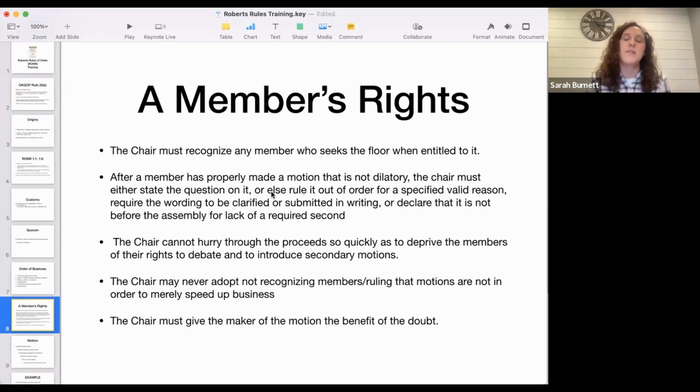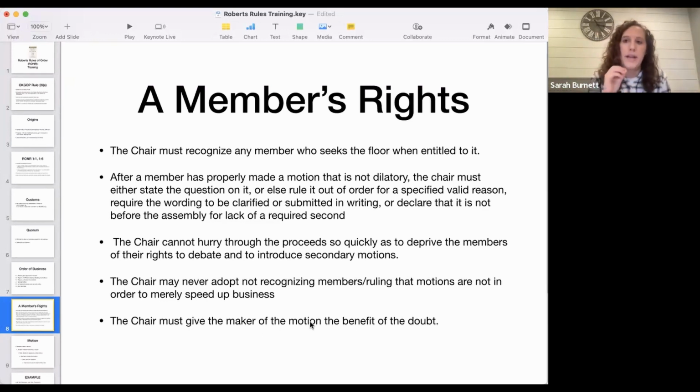So some of those things, allowing the members to do that business and allowing the rest of the body to vote on if that was appropriate or not, and if they want to take it as a motion of the assembly or not. But the chairman shouldn't just be ruling out of order unless it is out of order, not just to speed things up. And then the chair must give the maker of the motion the benefit of a doubt.